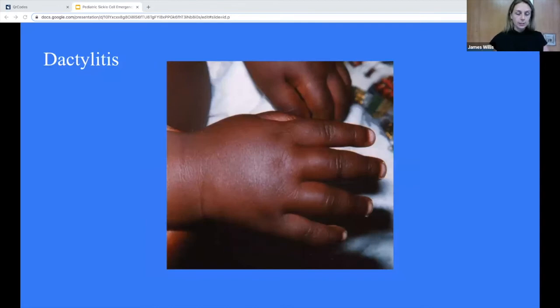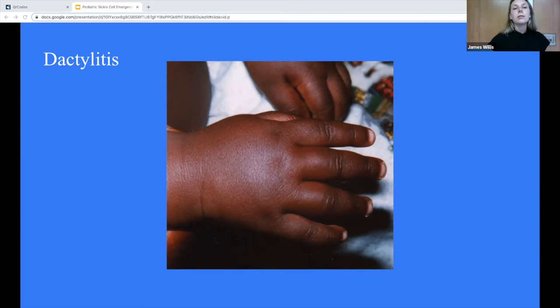Dactylitis is a vaso-occlusive variant in infants and toddlers. About 40% of children less than 2 will develop dactylitis. It's one of the earliest clinical manifestations of sickle cell, and it's caused by ischemia and infarction of bone marrow in the fingers, toes, hands, feet, because this is where hematopoiesis occurs in infancy, and then it moves to the central locations, and that's why patients have pain later on in the long bones.